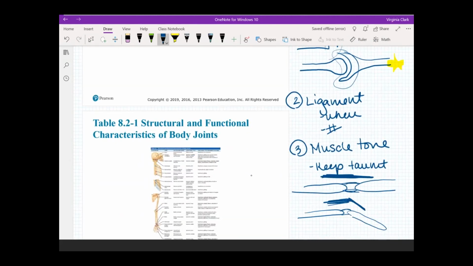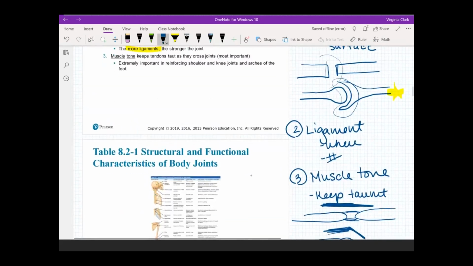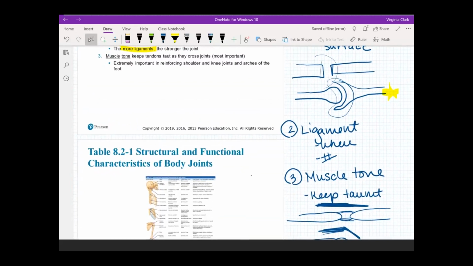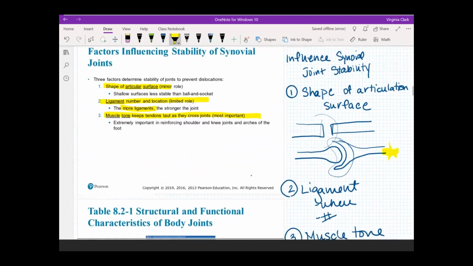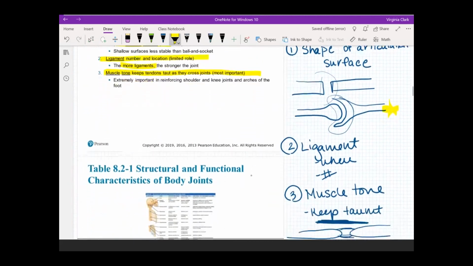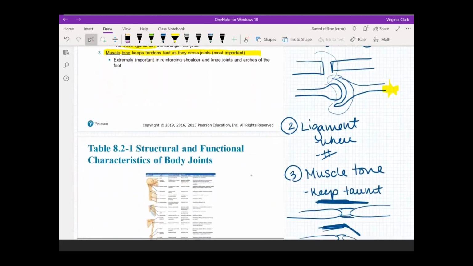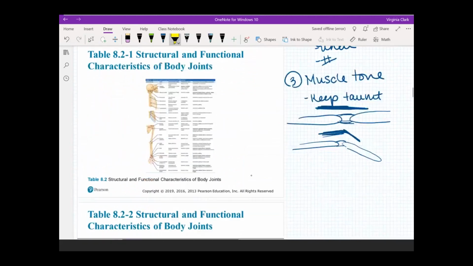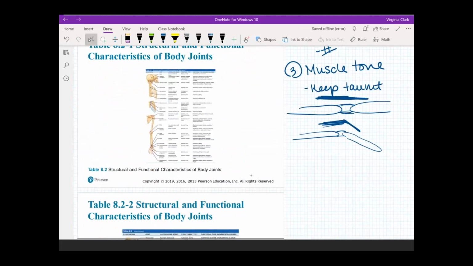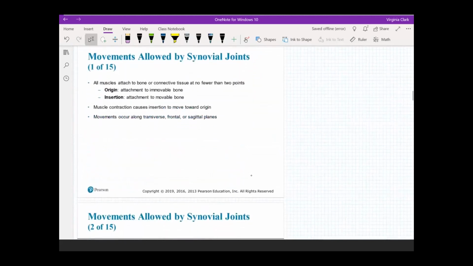So muscle tone is going to keep the tendons taut as they cross the joints. This is probably the most important part of maintaining the stability of a synovial joint. So this is really important with the shoulder and knee and your foot, but this is probably the most important one you need to know. So here are some examples of some classifications. You'll see that synovial joints are everywhere. And so now we're getting into some of the things that are probably a little bit more common sense. So we're just going to run through these topics.